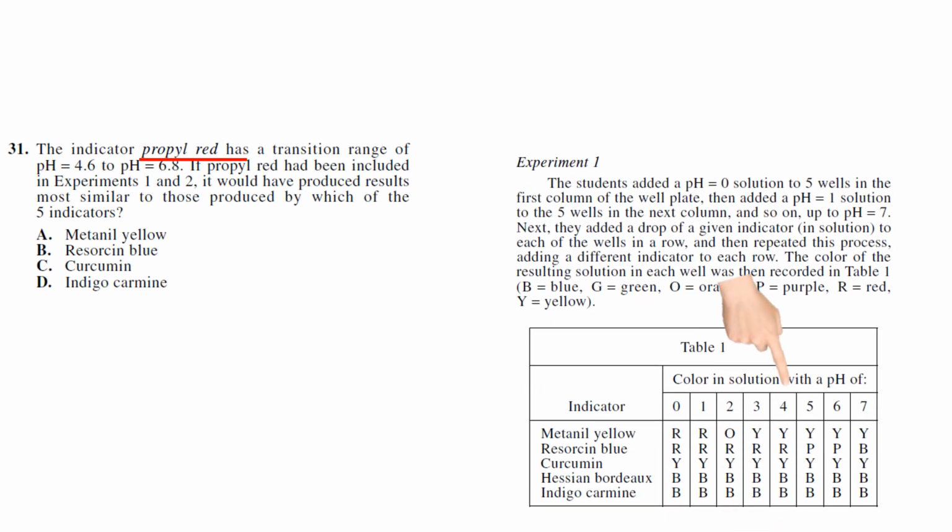So experiment 1, we're going to look at pH of 4 to 6. We want to find one that has a transition range in that area, and we see it there. Rocerin blue goes from red to purple, so it would be most similar to Rocerin blue.